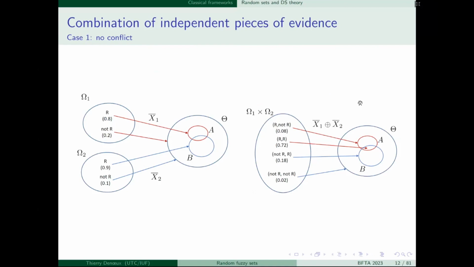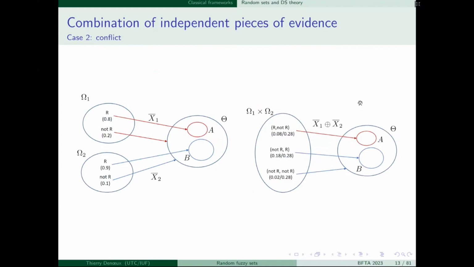In each case, we can assign a probability with the product of the probabilities, and as a mapping the intersection of the two mappings. This is a more complicated case where we have some conflict. Here, the two sensors tell us two things which are inconsistent, because here A intersection B is empty.